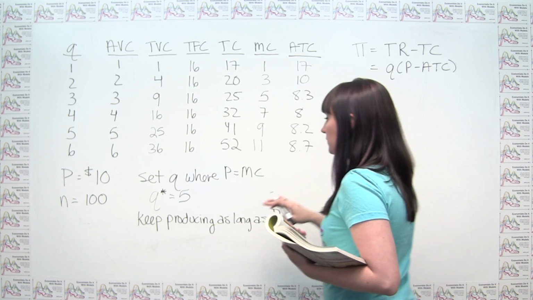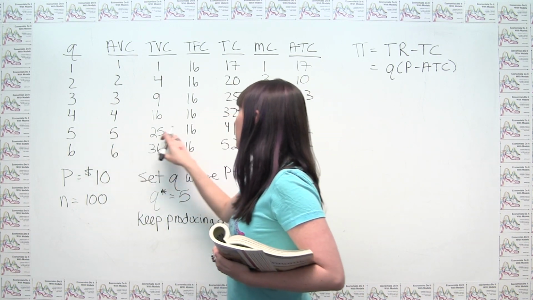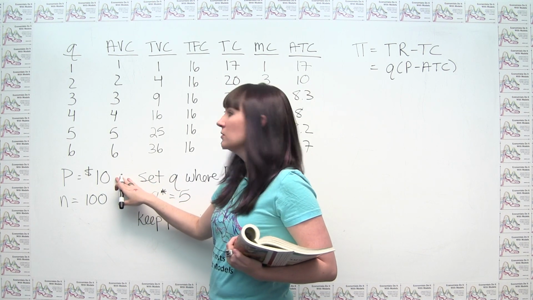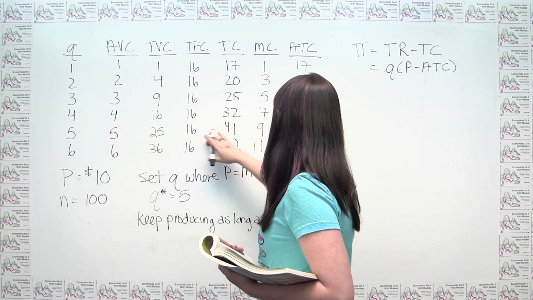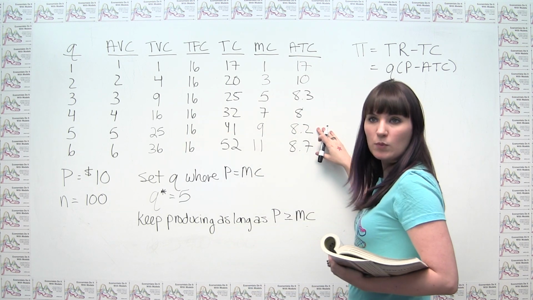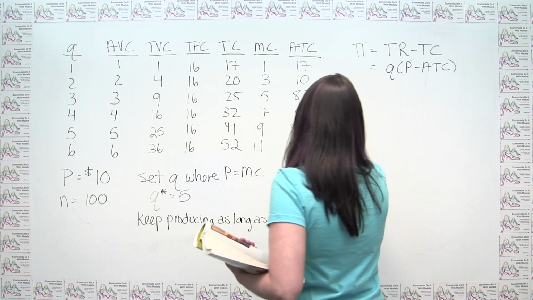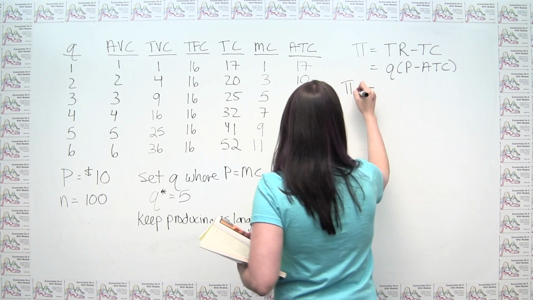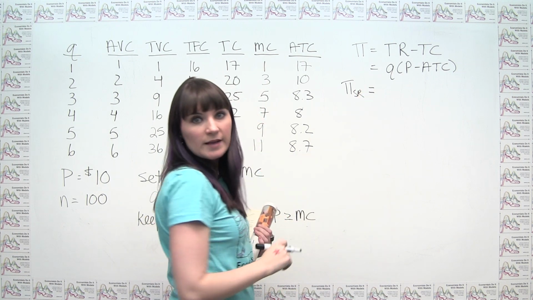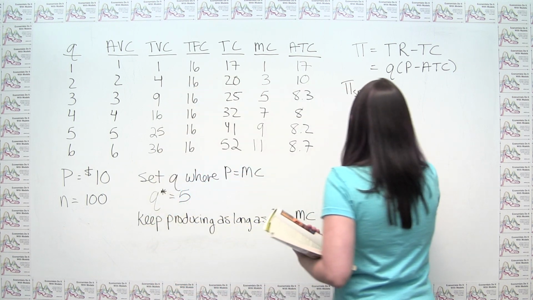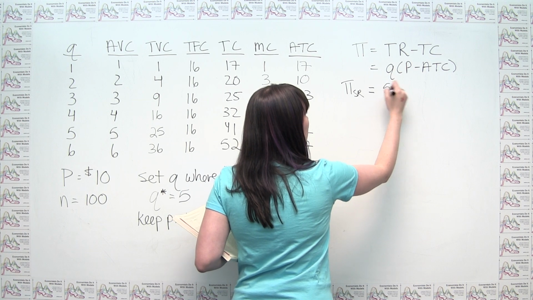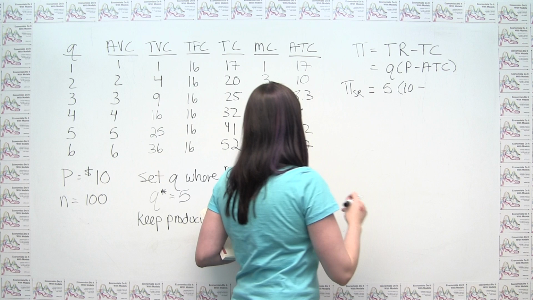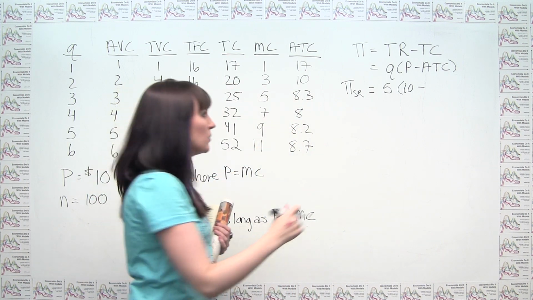So we said here, each firm is going to produce 5 units, and we can compare a price of $10 to an average total cost of 8.2. So we could see here that the profits in the short run, if I was going to say short run profit, pi sub SR perhaps, this is just going to be a quantity of 5 times a price of 10 minus an average total cost of 8.2.